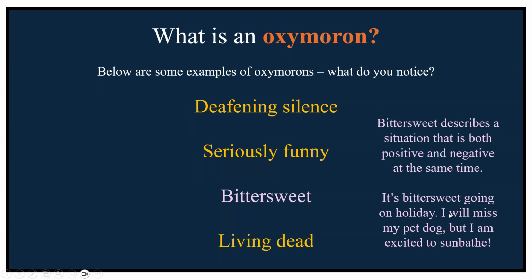So, take a look at this sentence. It says, "It's bittersweet going on holiday. I will miss my pet dog, but I am excited to sunbathe." So even though a good thing is happening, somebody is going on holiday, which is obviously exciting, there's also a bit of sadness because this person is going to miss their pet dog. Okay, so can you write a sentence with context that uses the oxymoron, bittersweet?